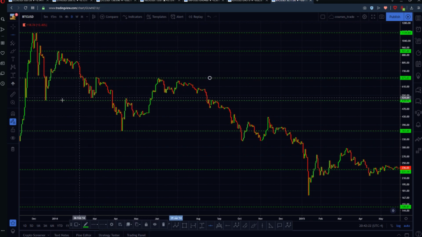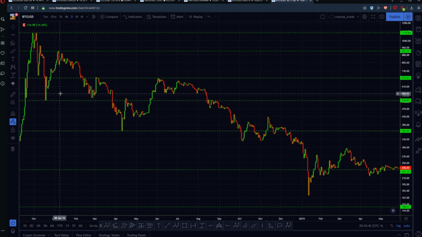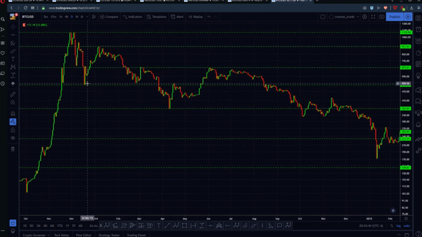So you had a swing. Remember, this was a previous swing low, because in the down movement here, we had a down movement, and that's a low, and that's the lowest low of that particular movement. So this is called a swing low.